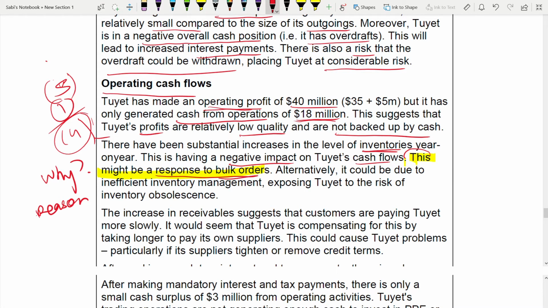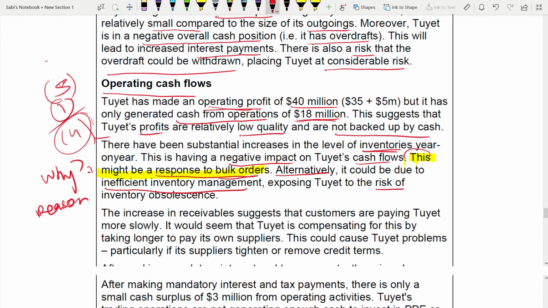Okay, another thing, alternatively, second point they are giving, this is second point. Okay, you can have one or two reasons. Inefficient inventory management. Maybe you're not managing your inventory, you don't know what's in the inventory, so you again go and buy that same inventory, double. So again there's a risk.